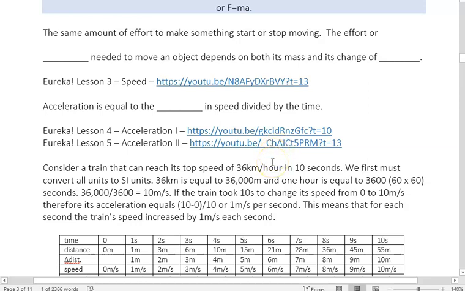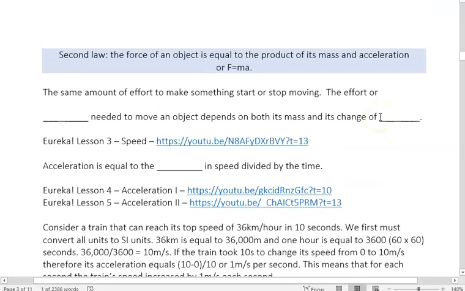Weight is the measure of gravity's pull on the object. Mass is a measure of what? How much stuff the object has. Exactly right. Okay, so grams and kilograms, they're the units for mass.